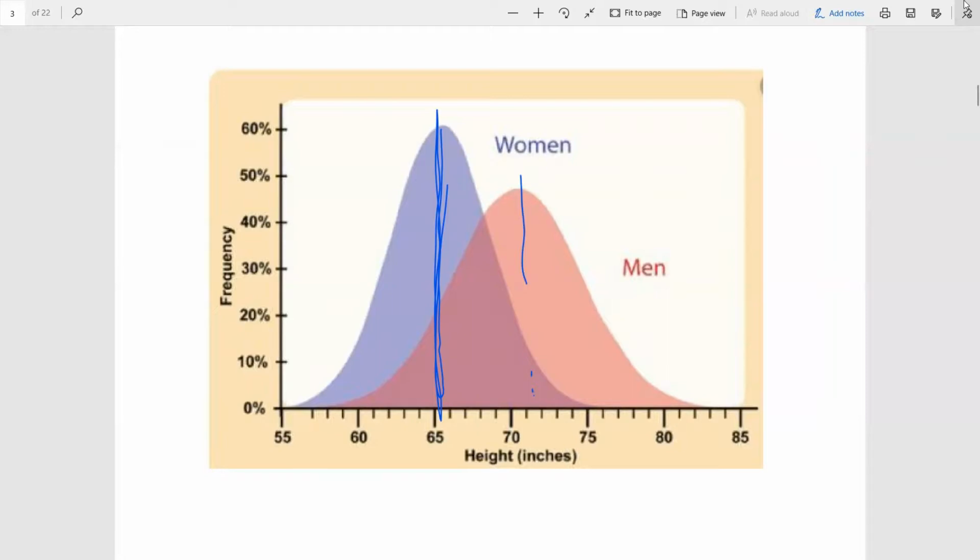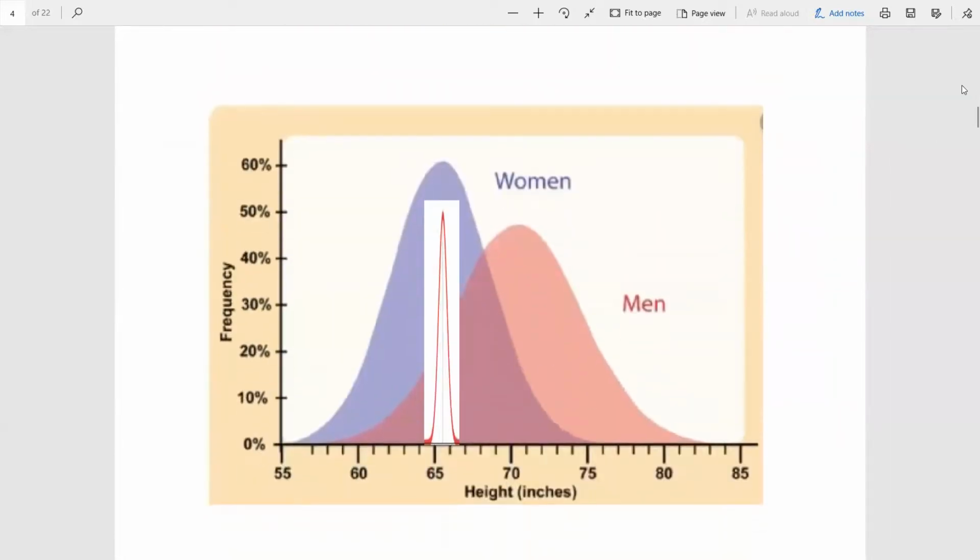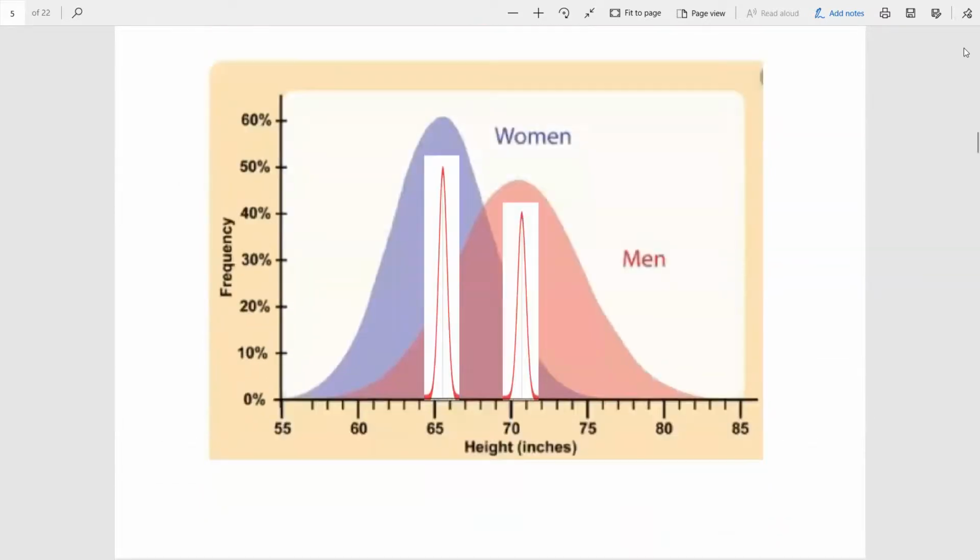If all women were a lot closer to the average, you might see a curve like this, a very small variation for women. And if men were a lot more like the average with very little variation, you might see a very narrow curve for the variation of the height of men.